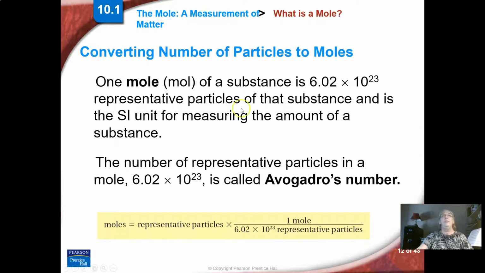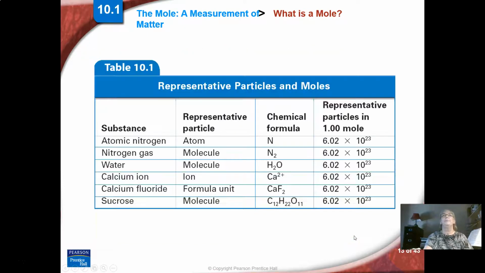And so 1 mole of this many particles is that many pieces, that many things. Okay? So we have to know this. This is an important thing to memorize. And you can have a mole of anything. You can have a mole of a molecule, this many sucrose, that's sugar molecules. You can have a mole of nitrogen atoms. You can have any one of these things as moles because it's just a counting unit.